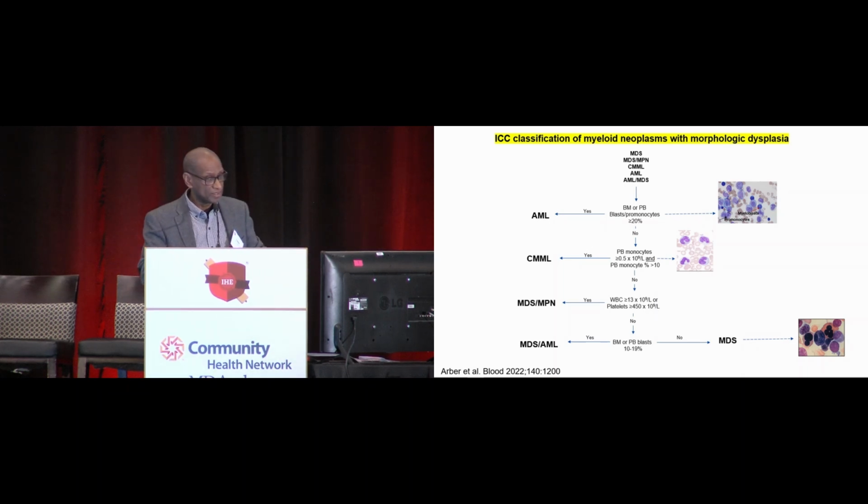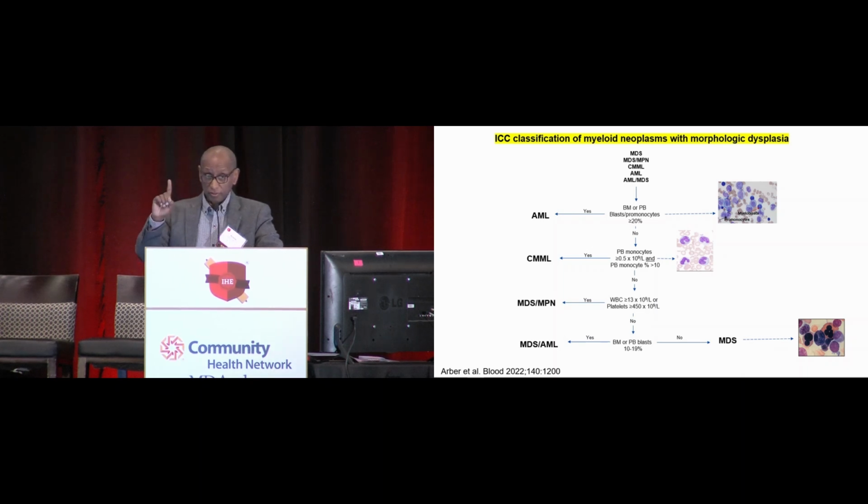this that. So according to the international consensus classification, when you have a patient with morphologic dysplasia, the first thing you ask is, what's the blast number? The blast number, by the way, blast means blast plus promyelocyte is also a blast, promonocyte is also a blast, so they're considered blast. Is it 20%? If it is so, it is AML, no more discussion.